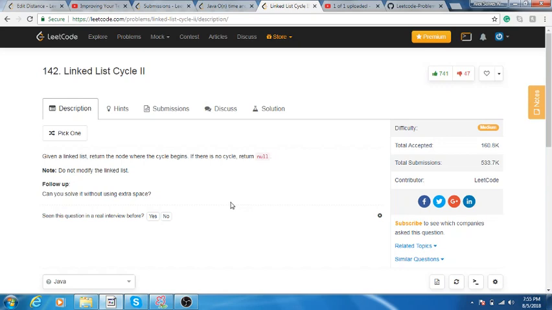In this question, you're given a linked list, and you're supposed to return the node where the cycle begins. In the other one, you return whether or not there is a cycle. This one you return where it begins. And if there is none, you return null.